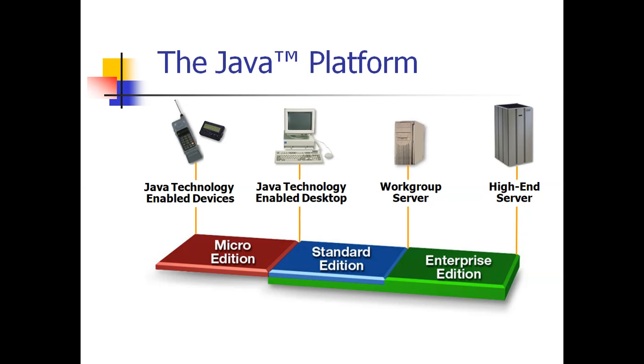And for Java technology enabled desktops and workgroup servers, we require Standard Edition. It is called J2SE, Java 2 Standard Edition, and J2EE, Java 2 Enterprise Edition, is used for high-end servers as well as workgroup servers. So for server programming we require J2EE, for client-server connection as well as database connection, and for Java Beans we require Enterprise Java Beans.